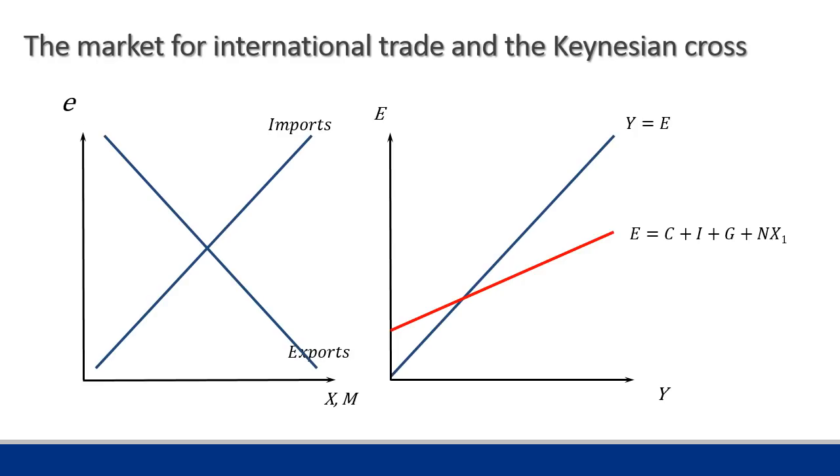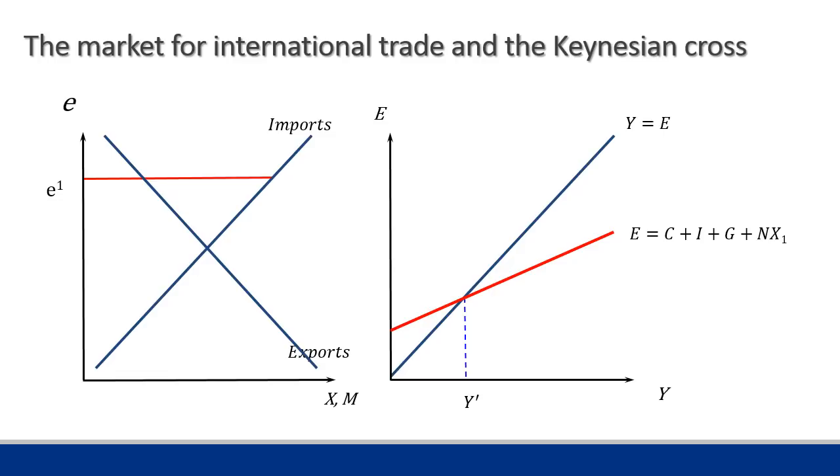We start with the market for international trade and the Keynesian cross together. Imagine that we are at exchange rate 1 for the pound, where imports are high and exports are low, so we have a trade deficit, which is what we have in the UK, and that at that level of NX we also have a level of output from the Keynesian cross, where E equals C plus I plus G plus NX1.